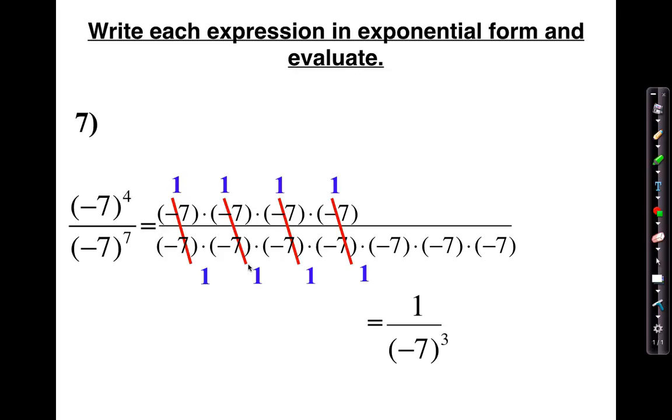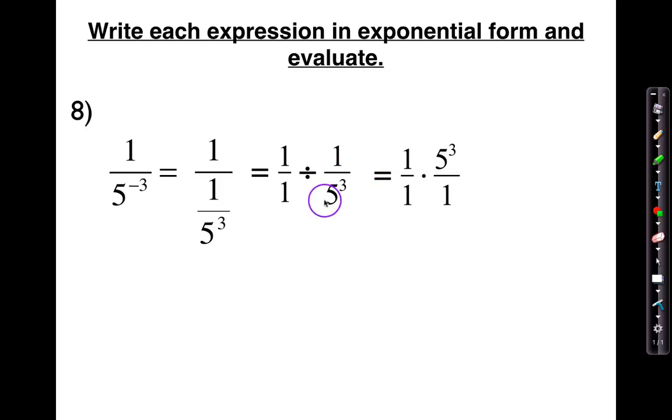Now, quick reminder, do you need those parentheses around the -7? Absolutely. Without that, you would technically read it as 1 over the opposite of 7 cubed. So make sure you're writing parentheses when necessary. Okay, so since the instructions also ask you to evaluate, -7 cubed is going to give you a negative answer. So it's -1 over 343.